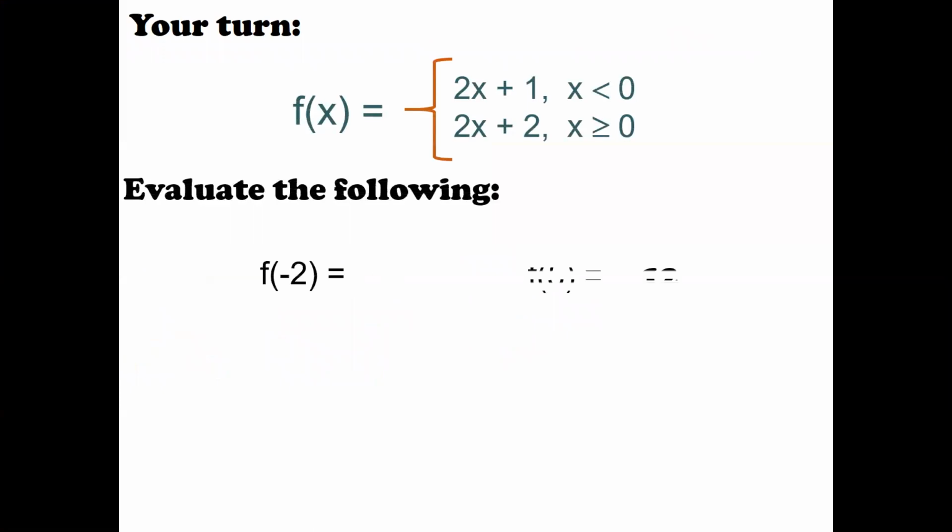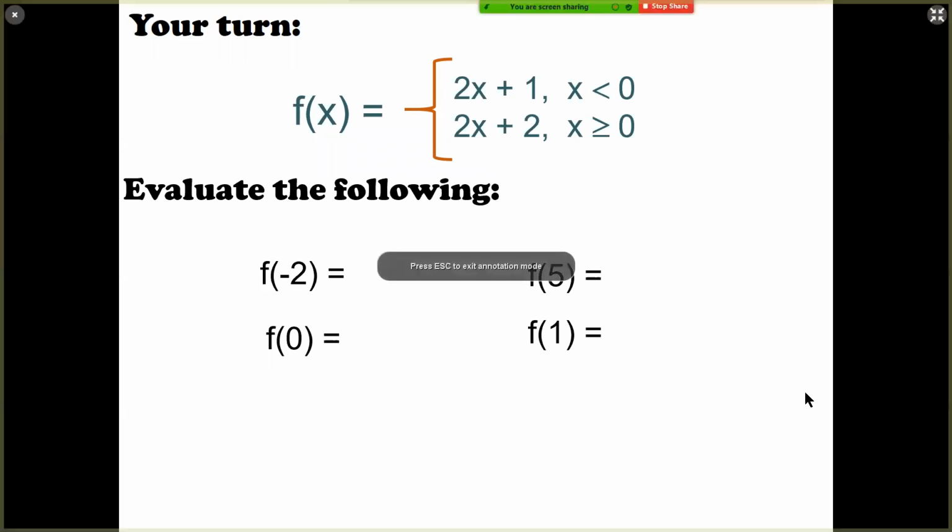All right, your turn. I want you to figure out these four values. So f of -2, f of 0, f of 5, and f of 1. So for all four of them, you have to decide which constraint you're going to fall under. Remember, you are deciding which one to use based on these two things here. So any number less than 0, you're going to use the top one. Any number greater than or equal to 0, you're going to use the bottom.